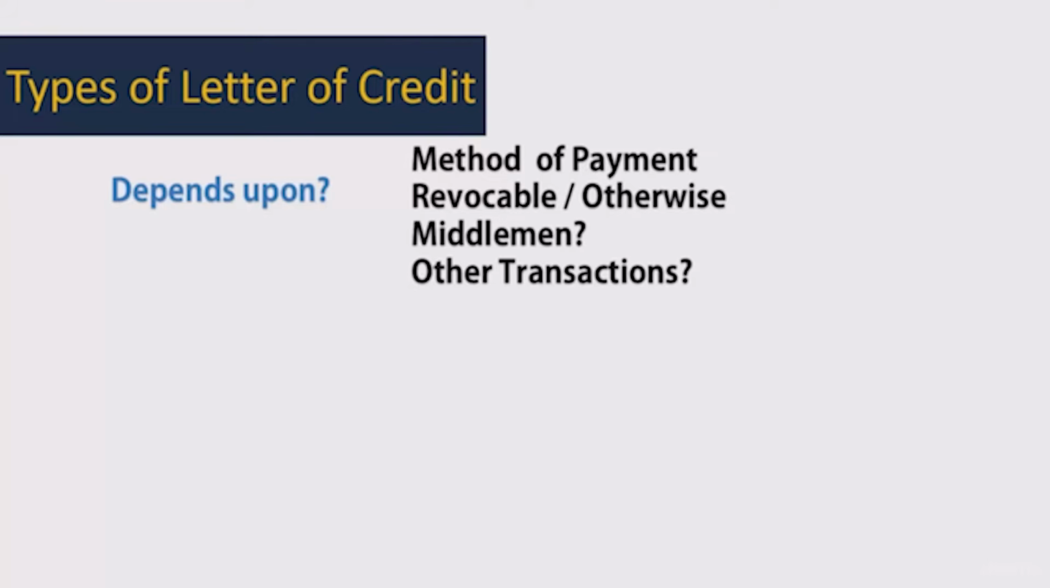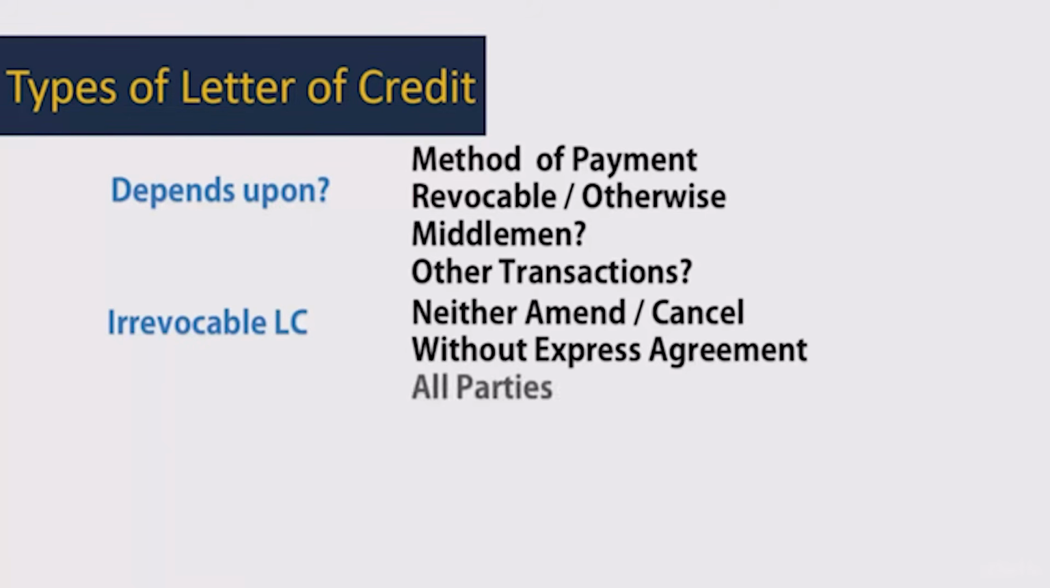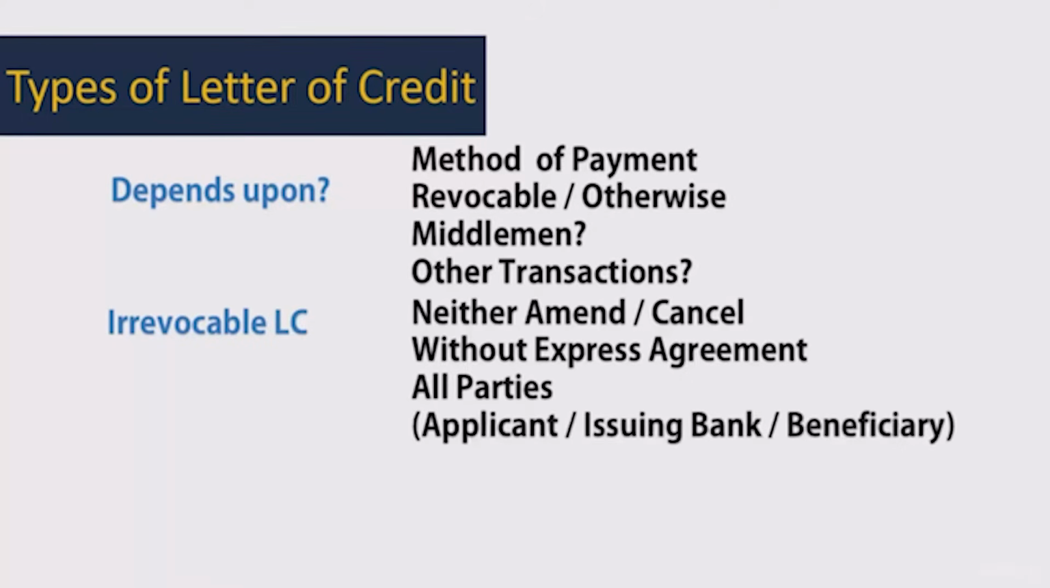Now, the basic classification is number one, irrevocable LC. It does not mean we are going to have a revocable LC. That concept was removed way back in 2007. Now all LCs that are opened are irrevocable in nature. It means you can neither amend nor cancel the LC without the express agreement of all parties to the LC. When we say all parties, the applicant, issuing bank, and beneficiary, all three at minimum should agree.